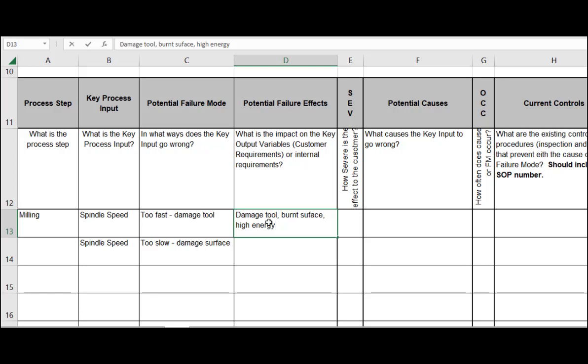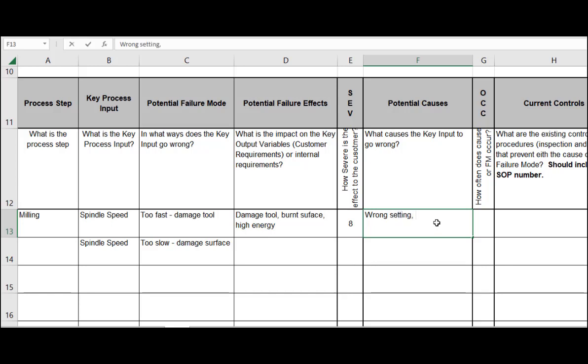Then how severe is the effect to the customer? Again, for the severity here, we will put the rank between 1 to 10. Maybe for this one it is 8. Then the potential causes of the problem. What will be the potential causes of spindle speed becoming too fast? So maybe a wrong setting.